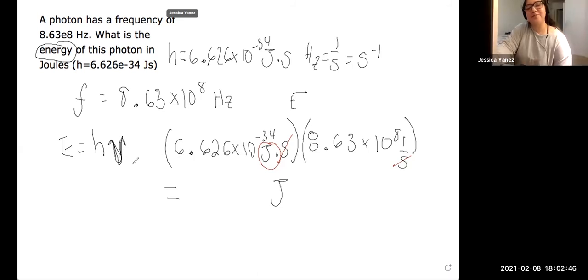So how many sig figs do we want for our final answer for this one? We want 3 sig figs. So our final answer would be 5.72 times 10 to the -25 joules.